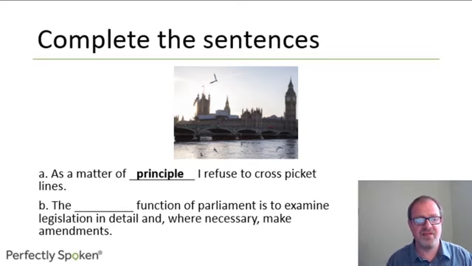And then B, the main function of Parliament, or the most important function of Parliament, is to examine legislation and where necessary make amendments, is principal with an AL.